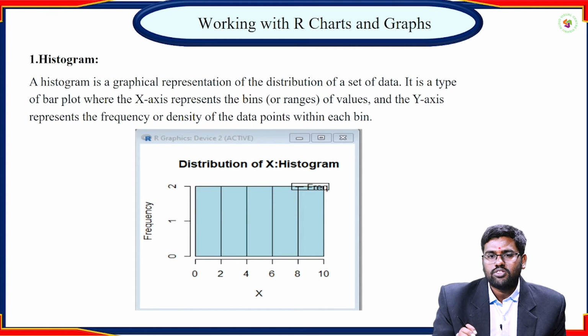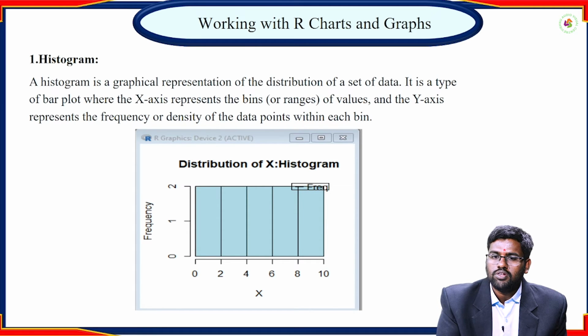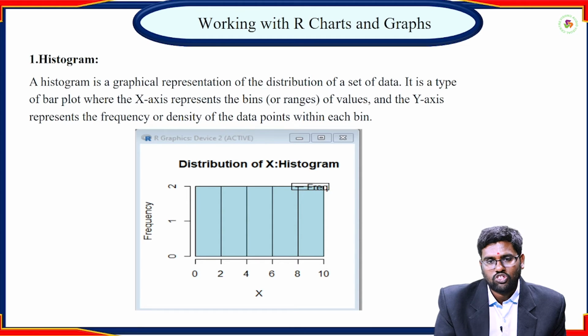A histogram is a distribution of a set of points, and the set of points is represented in the form of two axes. First one is the x-axis and the second one is the y-axis. On the y-axis we take the frequency, meaning after calculating how many times a particular value occurs in the given data set, we need to identify it and show it in the form of a histogram like this.